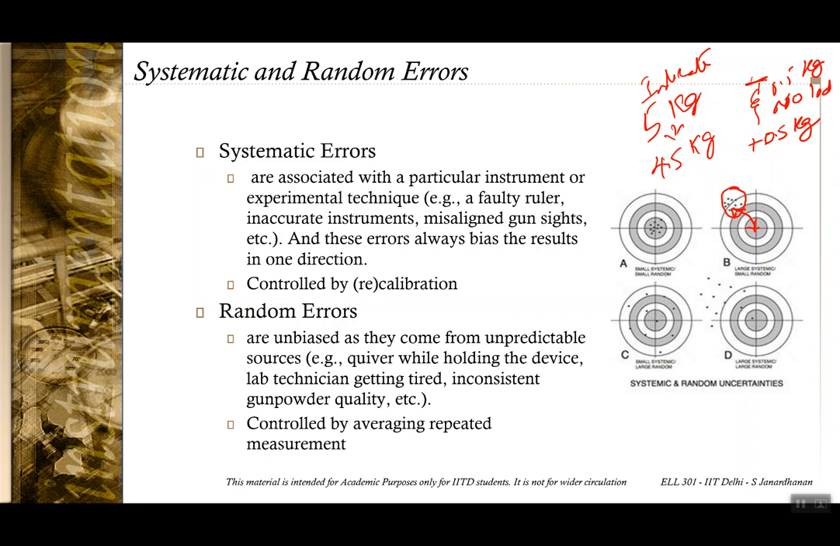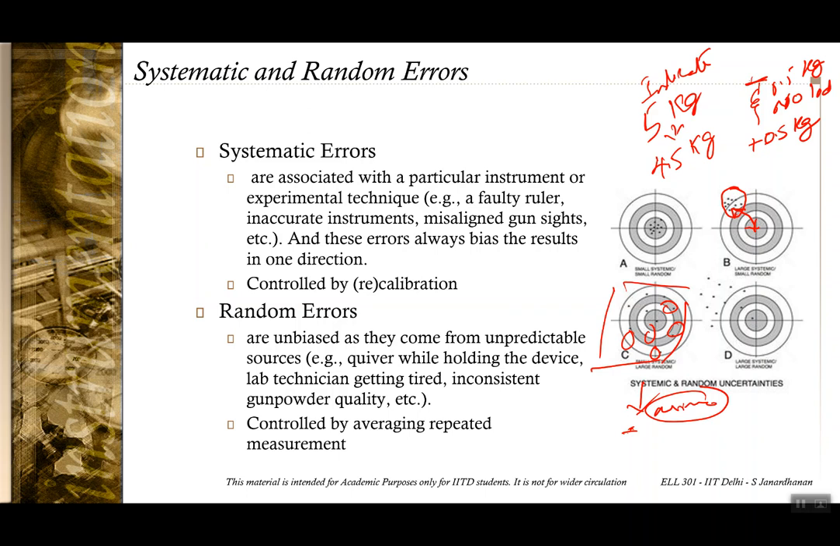And on the other hand, when you talk about random errors, even though individual errors are in random directions, overall the averaged out error is going to be 0. Which means that if you take a large number of measurements and average them out, then these random errors can be minimized.